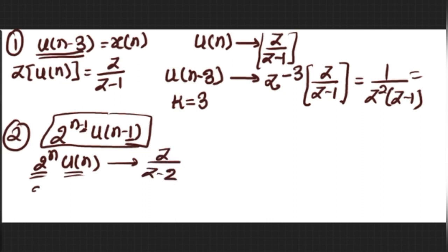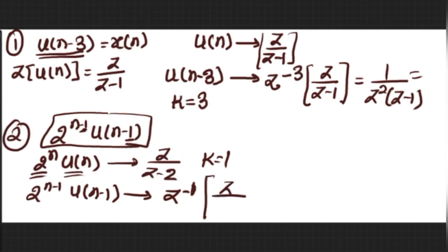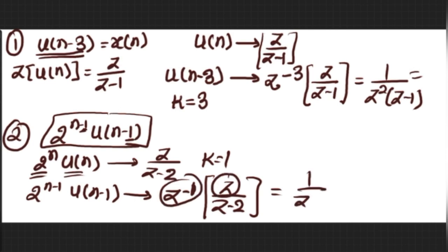After the 1 unit shift, 2 to the power (n minus 1) u[n minus 1], the Z transform will be multiplied by z inverse, as the value of k is 1. So this will become z inverse times z upon z minus 2. After this multiplication we get 1 upon z minus 2. So the Z transform for 2 to the power (n minus 1) u[n minus 1] is 1 upon z minus 2. This way we can use the time shifting property.